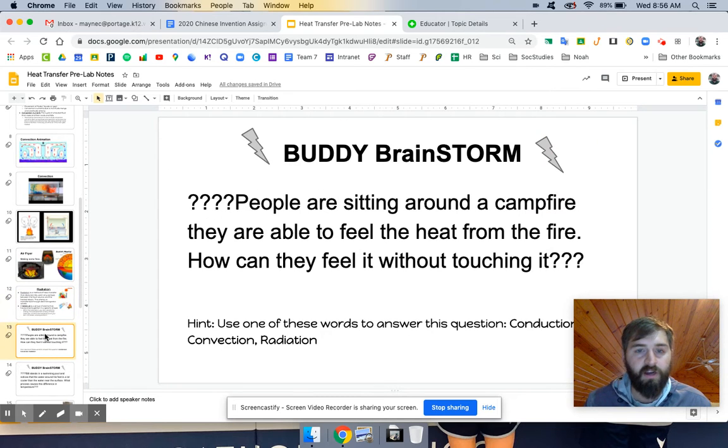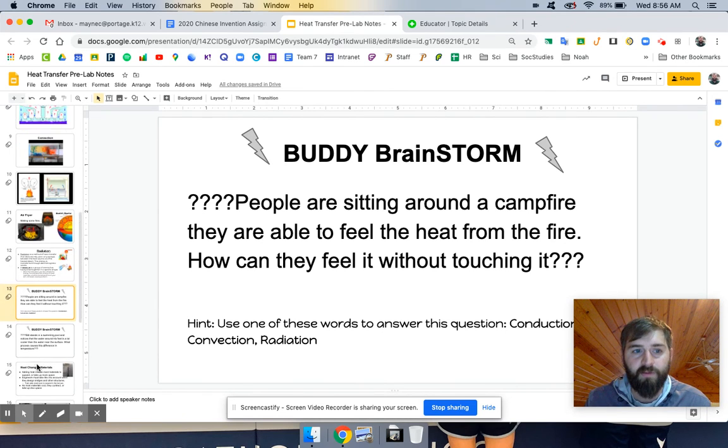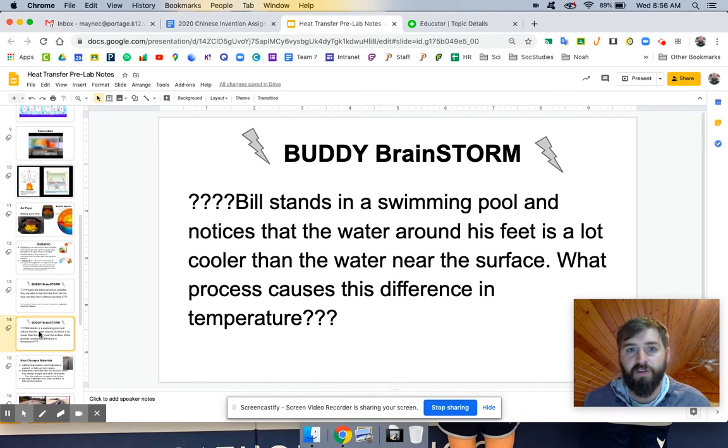So to kind of quiz you here a little bit, a couple examples. So if people are sitting around a campfire and they're able to feel the heat from the fire, how can they feel it without touching it? What of the 3 forms of thermal energy would that be? Conduction, convection, or radiation? Okay. And hopefully, after going through the notes, you could figure out that that's actually radiation, right? They're not touching the fire. They're sitting around it, and they feel that heat coming off of it, not moving through anything.